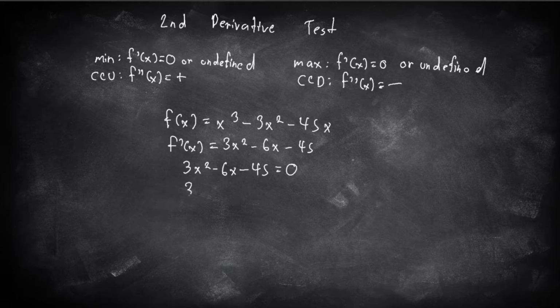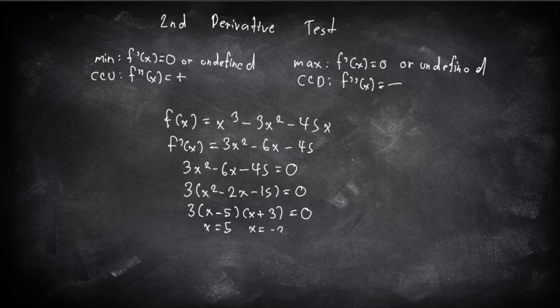Let's factor this. So that's 3 times x squared, 6 divided by 3 is 2, 45 divided by 3 is 15. So factoring our quadratic, we have x minus 5 and x plus 3. To make 0, that means x is equal to 5 or x is equal to negative 3. Okay, so we get our first thing out of the way. To check if it's a min, we need to know if the second derivative is positive, or if it's a max, the second derivative is negative.